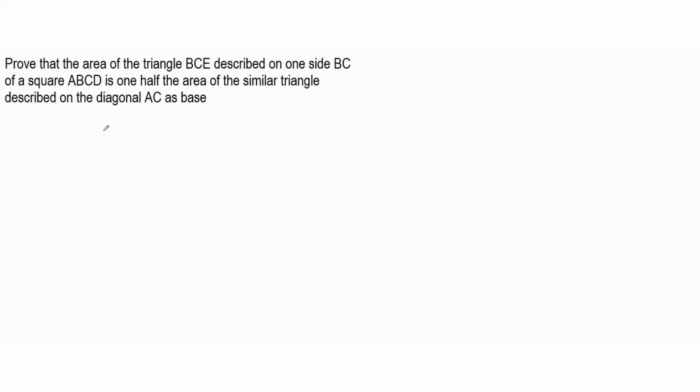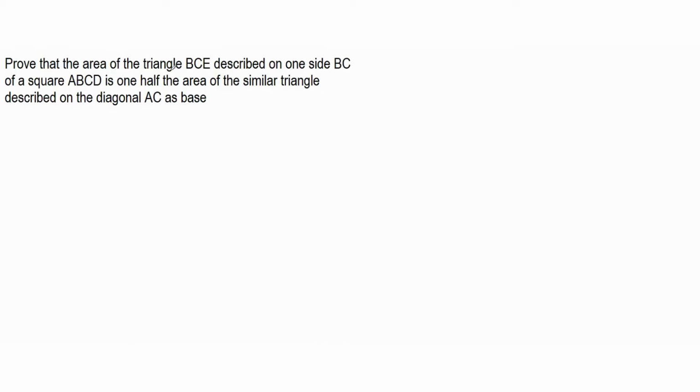In today's session, we are going to solve a few questions based on area proposition of similar triangles. We know that the ratio of areas of similar triangles is equal to the square of the ratio of their corresponding sides. So using this idea, we are now going to solve a few questions. Let us take a look at the first question.